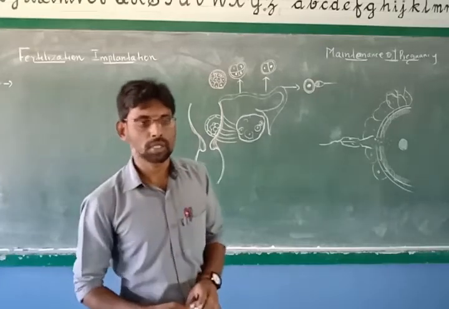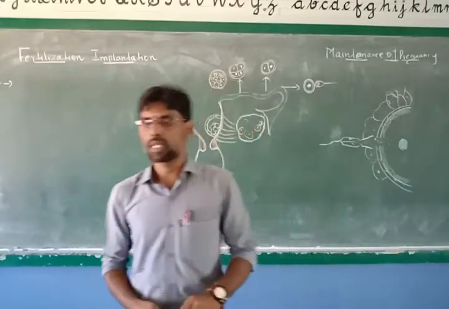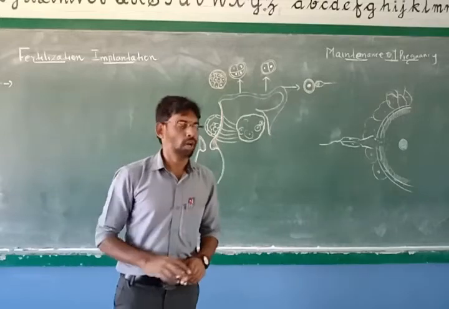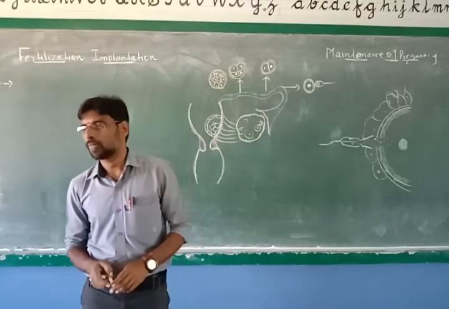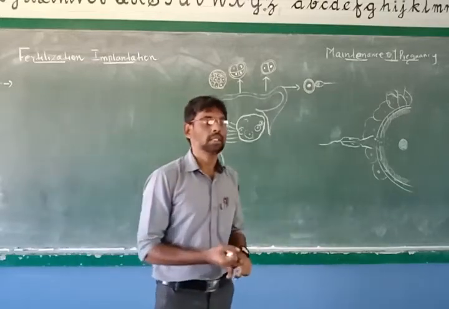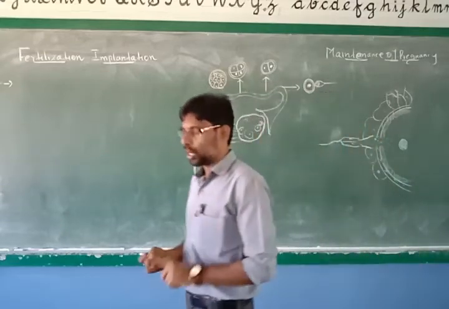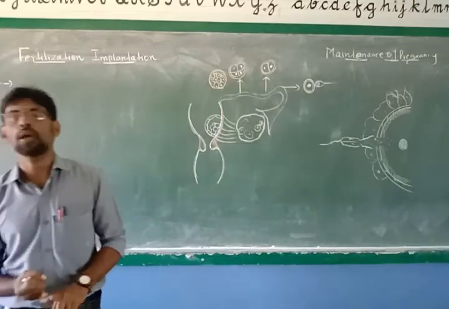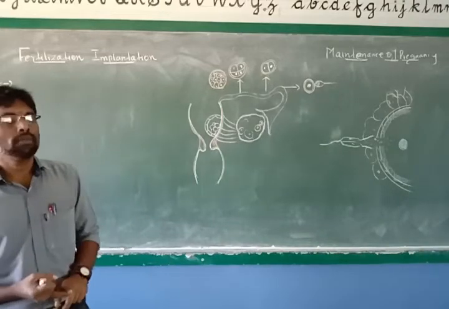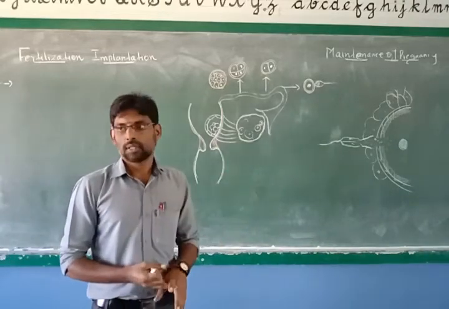Okay, good afternoon students. In the last class we were discussing two different topics: what is the menstrual cycle, and gametogenesis. In gametogenesis we know a sperm and an egg cell, which are haploid, will fuse to form a diploid zygote.